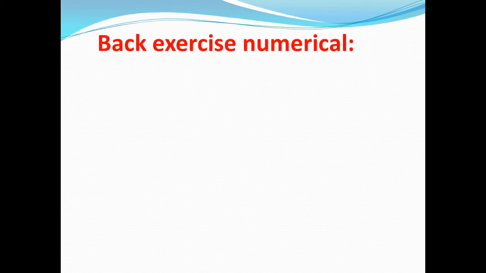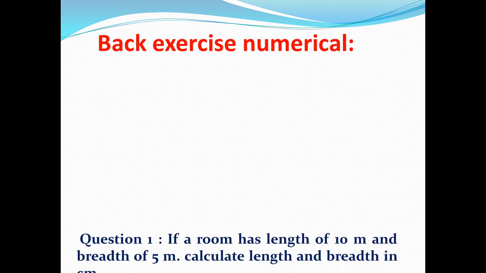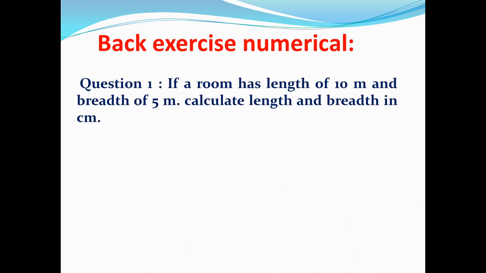Now let's discuss back exercise numerical. First numerical you have given, if a room has length 10 meter and breadth of 5 meter, calculate length and breadth in centimeter. It means length and breadth are given in meter, we have to convert into centimeter by using the relation 1 meter is equal to 100 centimeter. So to obtain length in centimeter, you will multiply 10 by the factor 100 and multiply breadth, that is 5, by the 100.